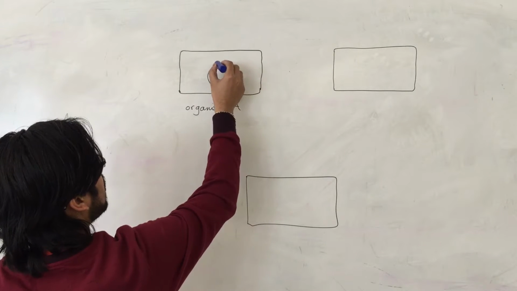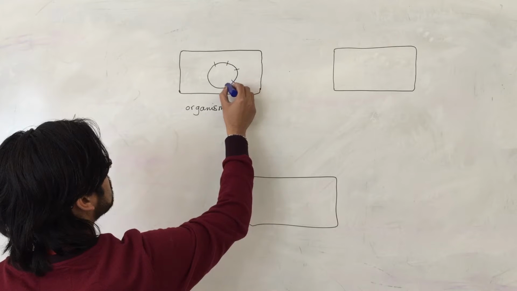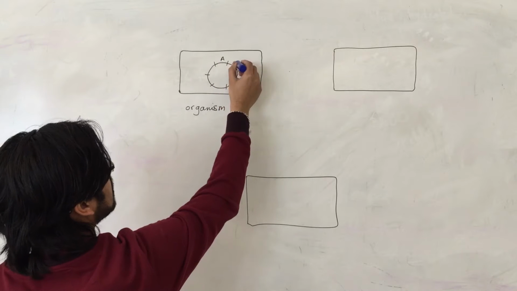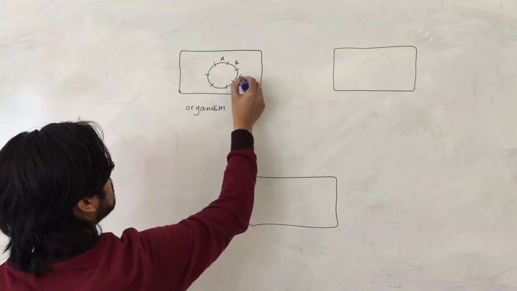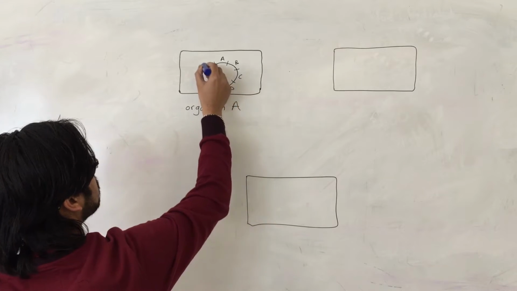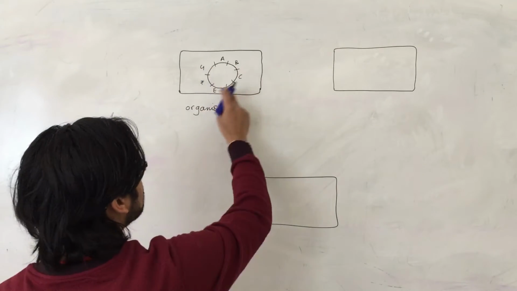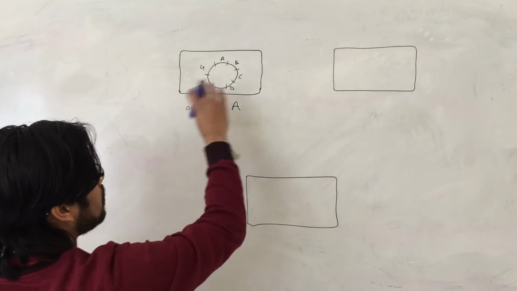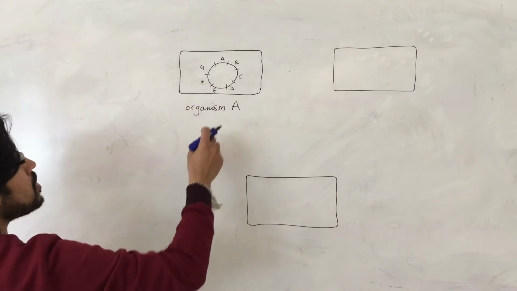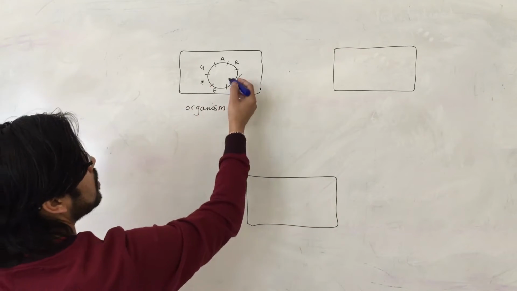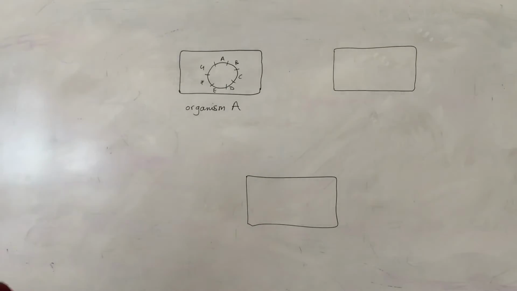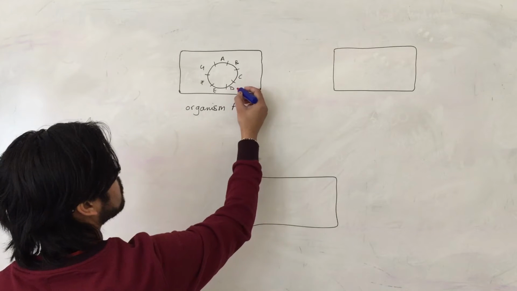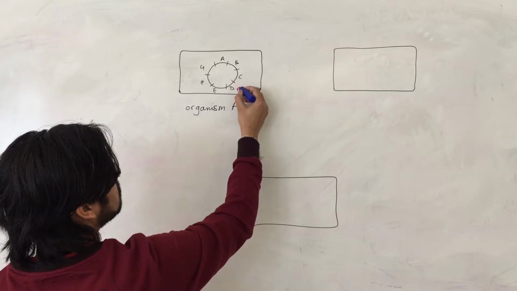So let's say organism A has a certain number of genes in its genome. It has the gene for protein A, it has gene B, C, D, E, F, and G. All these could be different genes expressed by this organism A. But what does that mean? That means that this organism has the capability to transcribe these genes into mRNA. So, for example, gene D might be transcribed by this organism. So the DNA is transcribed into mRNA.